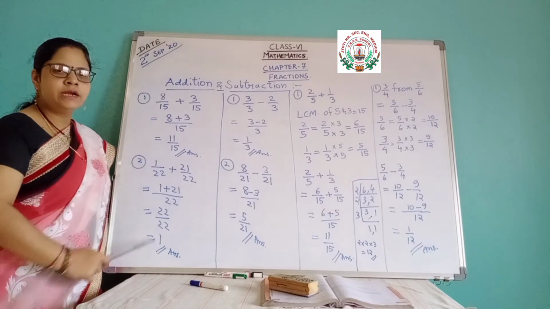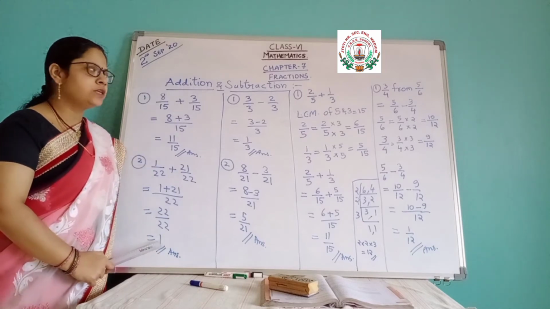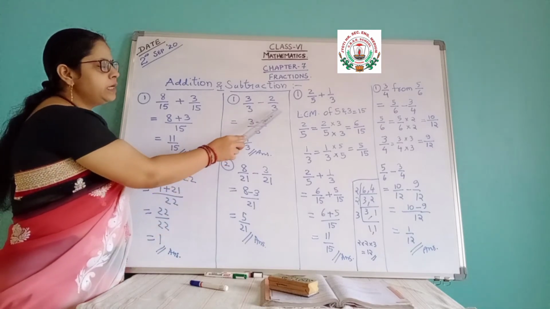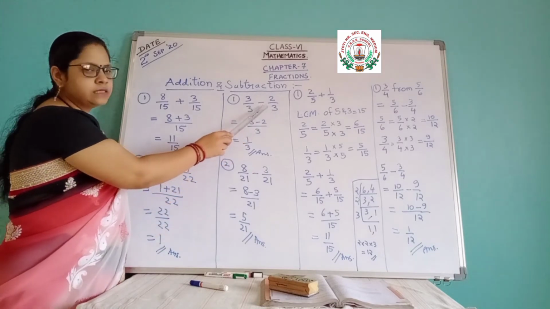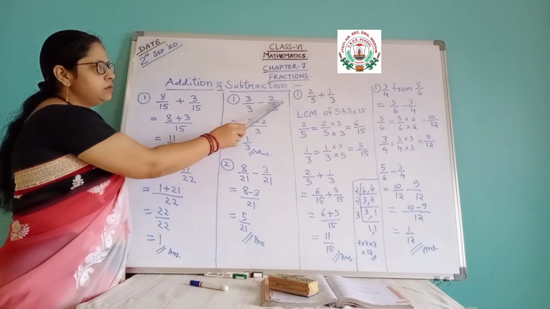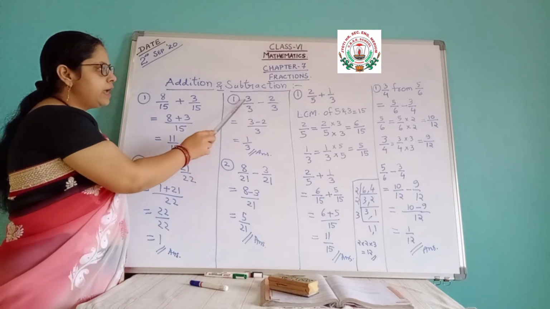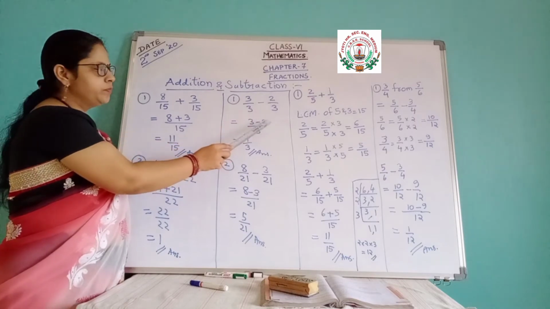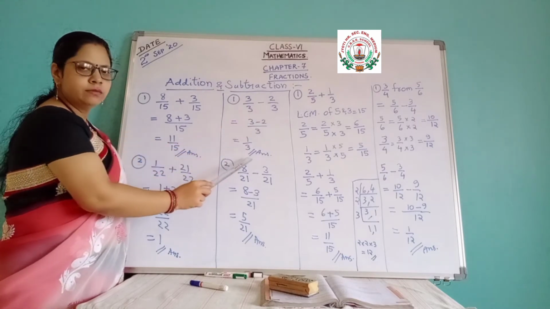So this is for the addition. Similarly for subtraction also, if the denominators are the same and subtraction is asked, you write the denominator one time only and only the numerators are subtracted. Like 3 and here 2. So 3 minus 2 is 1. 1 by 3 is the answer.